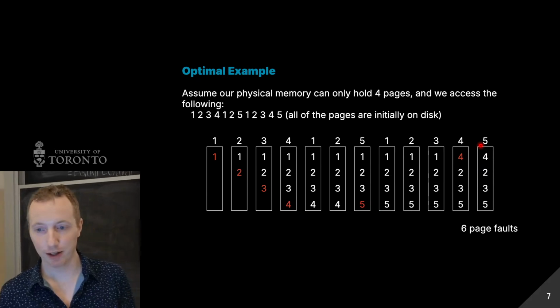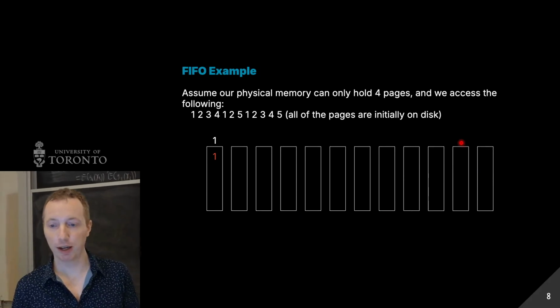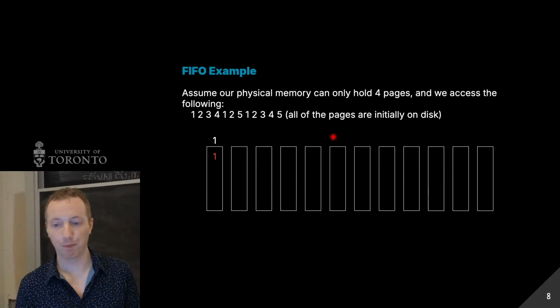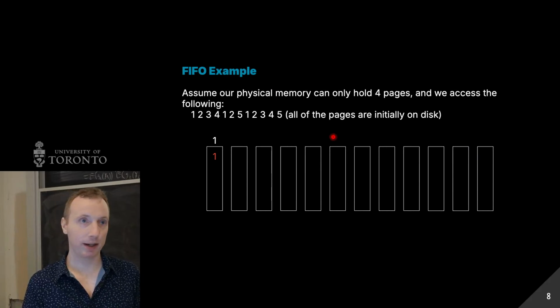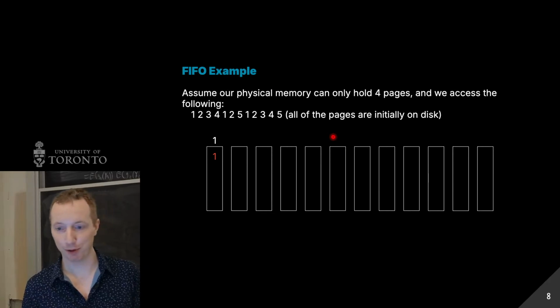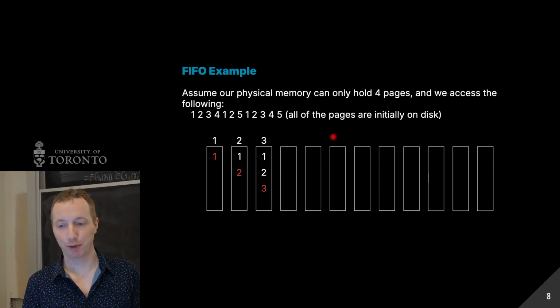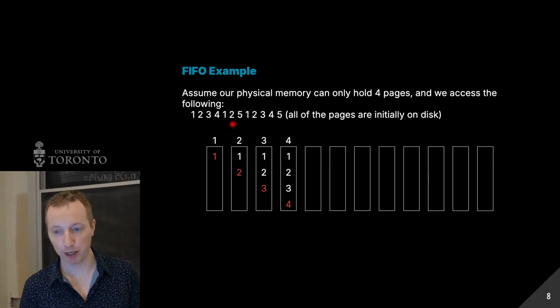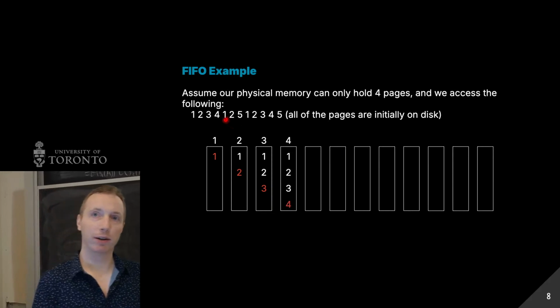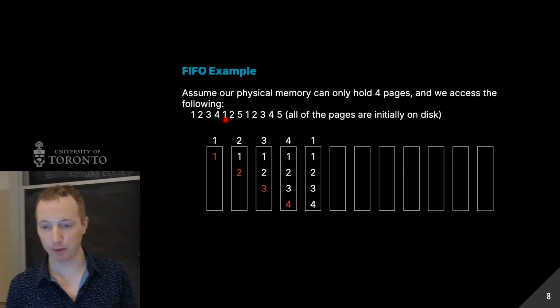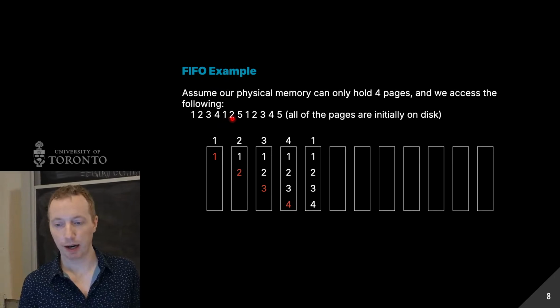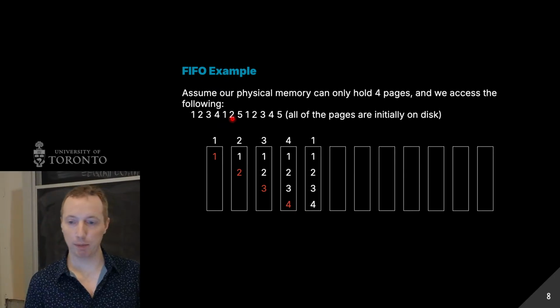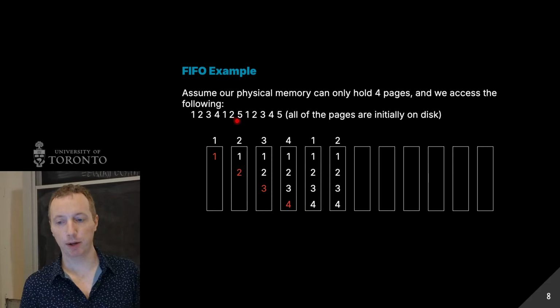All right, let's do first in, first out. So same situation. Can I skip the first 4 accesses because they're boring? Okay, so 1, 2, 3, 4, boring. Access page 1, well, that's already in memory. We don't have to do anything about it. Access page 2, already in memory. Don't have to do anything about it.